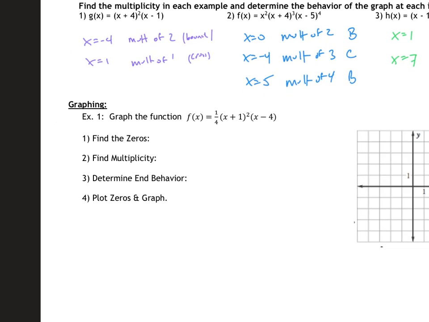So let's look at some basic graphing. I'm not going to go into a lot of huge detail. I'm going to be very picky about the end behavior and the zeros and the multiplicity. So those are the 3 things I'm really going to look for.